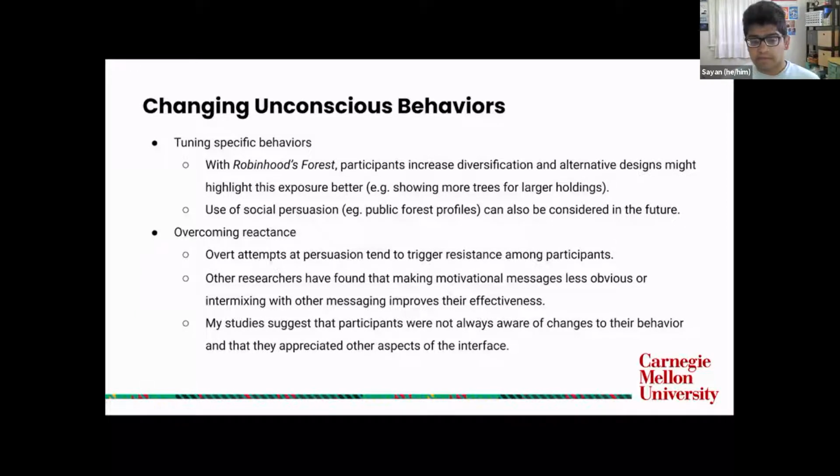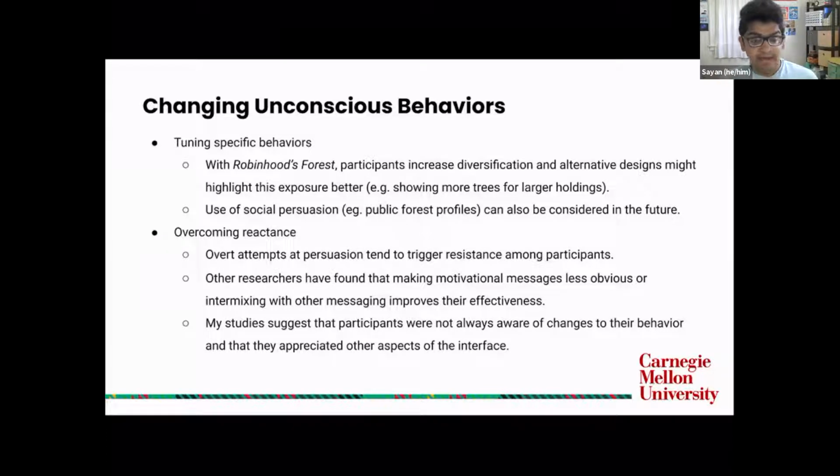Another thing to note is that currently the prototype did not use social persuasion at all, which may open up the opportunity to tune specific behaviors. For instance, a participant suggested that the overall growth and the overall diversification of a portfolio might be something that is actually public, but you obviously want to do it in a way that preserves user privacy as well.